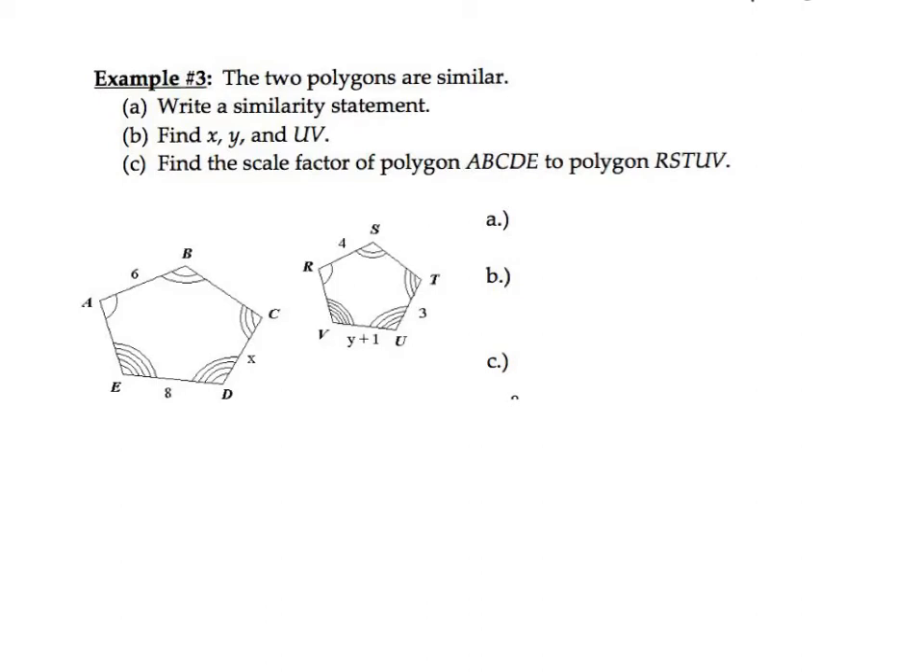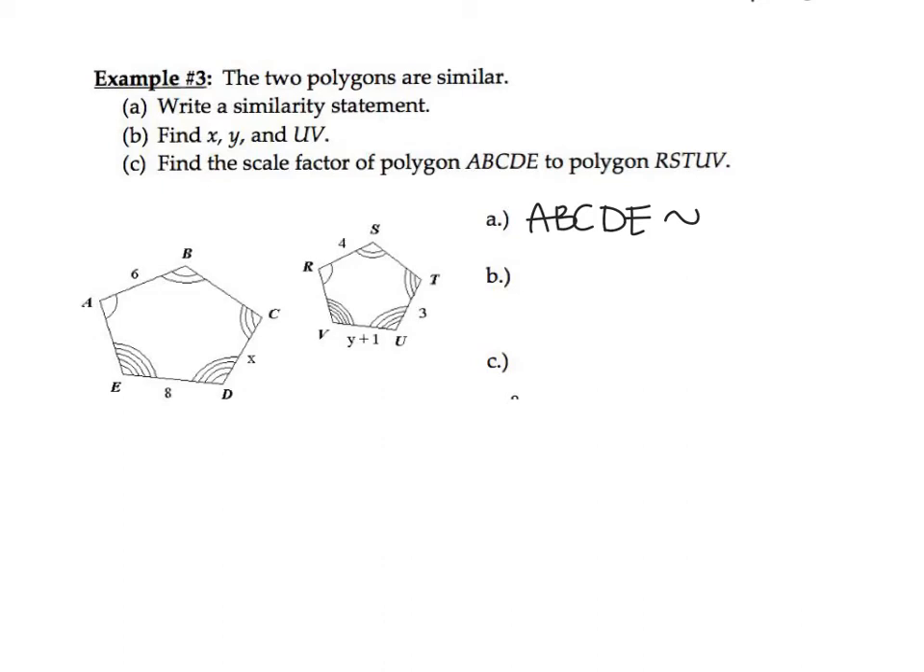So I'm going to start with the polygon on the left, and I'm going to name it. Because it's the alphabet, I'm just going to start at the beginning. So we have A, B, C, D, E, and we have our similarity symbol. And when you're trying to figure out how to name your second polygon, go off the congruent angles. So we know which angles are congruent.